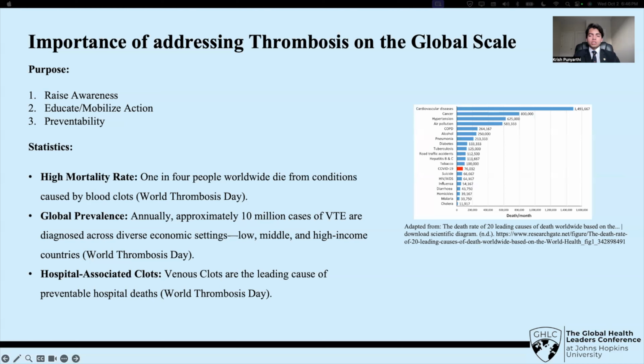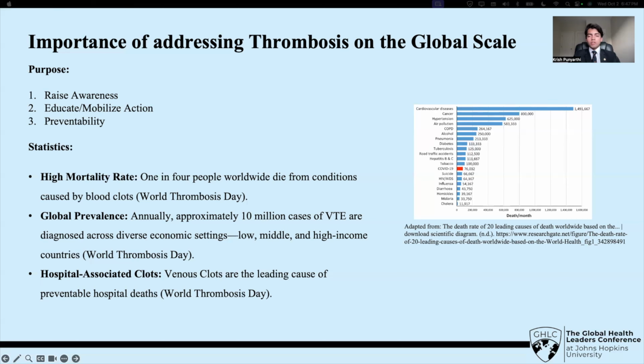The importance of addressing thrombosis on the global scale. The purpose of creating this presentation was to raise awareness of this prevalent yet unknown condition. For example, through my work at GTF, I go to booths and spread awareness in our community, and I found that almost 90% of people didn't know what thrombosis was. And that was what motivated me to continue to do my research and spread the word. In the statistics below, you can see that 1 in 4 people die from conditions caused by blood clots, and approximately 10 million cases of VTE are diagnosed worldwide.